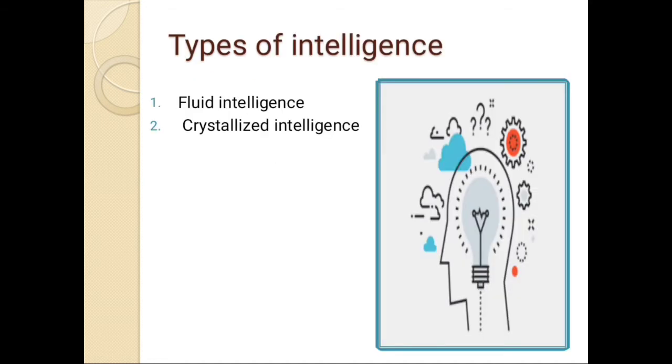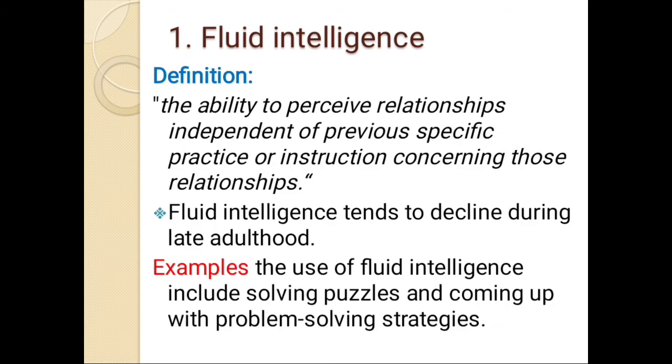And it has two types: fluid intelligence, and the second one is crystallized intelligence. So let's understand it with examples. Fluid intelligence is the ability to perceive relationships independent of previous specific practice or instruction concerning those relationships. Fluid intelligence tends to decline during late adulthood. And its examples are like solving puzzles and coming up with problem solving strategies.